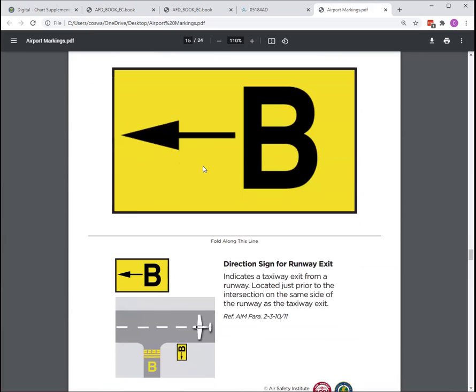Talked about those. This is going to be on the runway, and this will tell you which taxiway is off to the side of the runway. So as you're approaching that taxiway, you want to take taxiway Bravo, whatever. This tells you what taxiway you'll get off on if you're to take that exit.